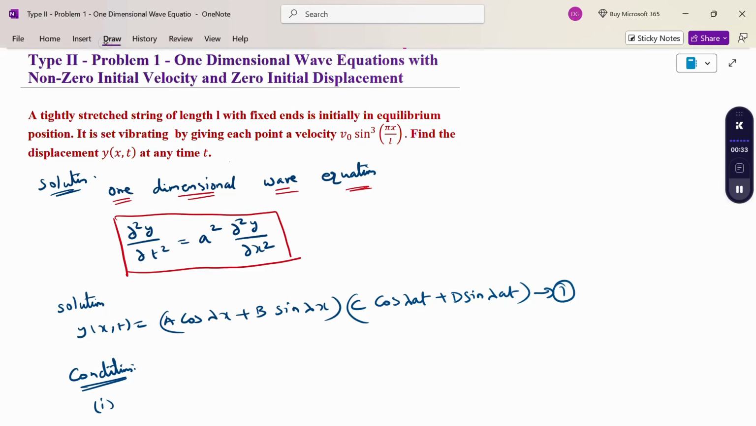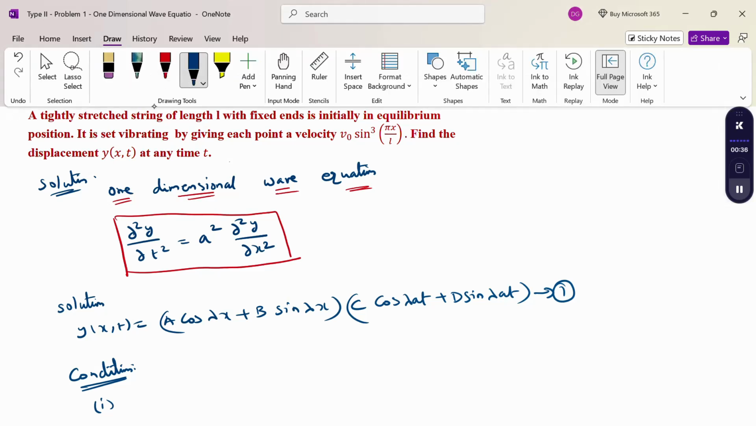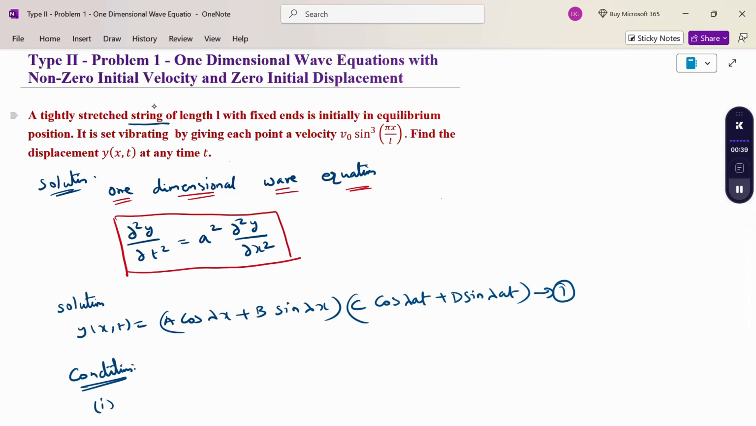Now, looking at the problem, a string is mentioned. We know that the string is stretched from one endpoint to another endpoint. When I give a force, it vibrates, so a wave is created. Therefore, the problem is a one-dimensional wave equation. Once you identify that, you check whether the initial velocity is zero or non-zero. In this problem, a velocity value is given, so it is non-zero velocity. So this is a type 2 problem.